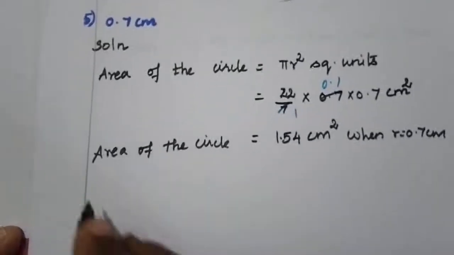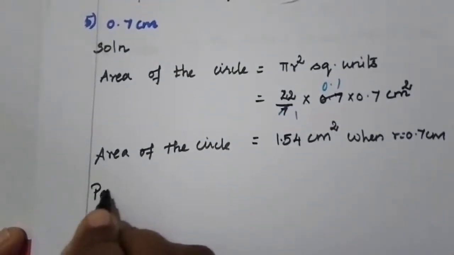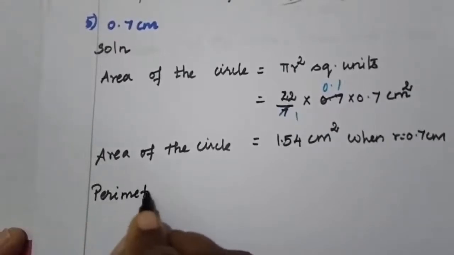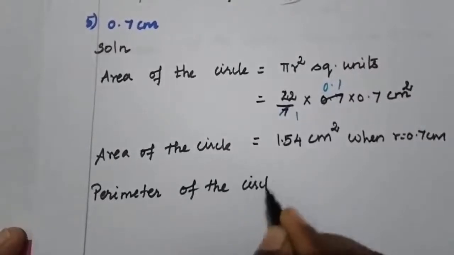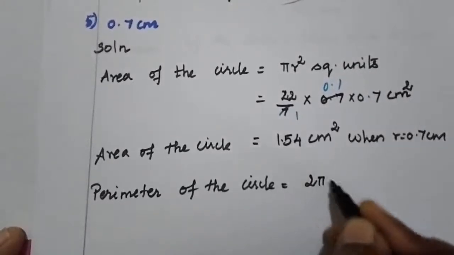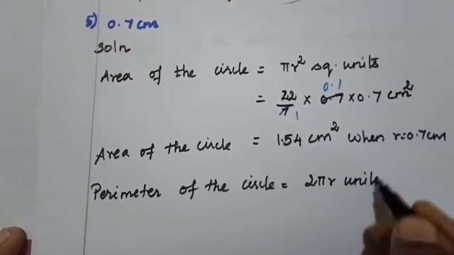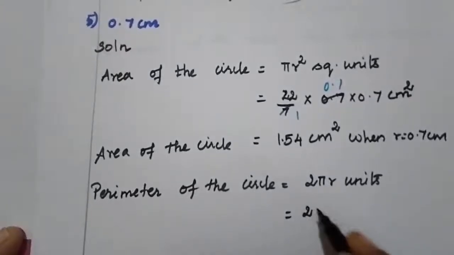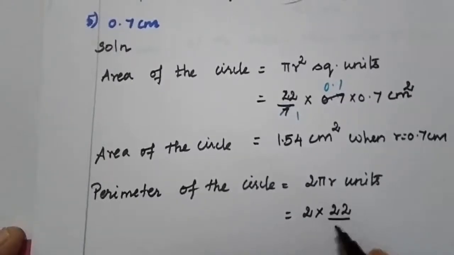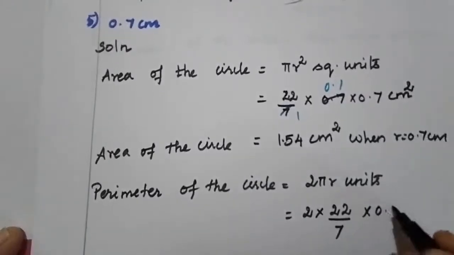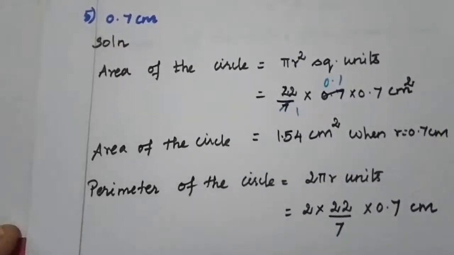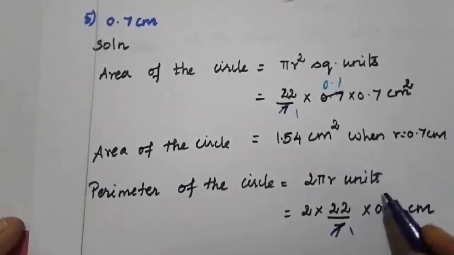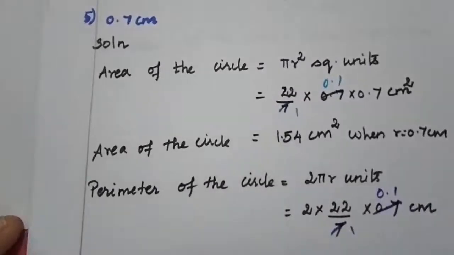And they ask you to find the perimeter of the circle also, right? So what's the formula to find the perimeter of the circle? Yes, perimeter of the circle is equal to 2 pi r units, which is equal to 2 into the value of pi is 22 by 7 into the value of r given in the question is 0.7 and the unit is centimeter. Now you can cancel these numbers. 1 7 is 7 and 0.1 7 is 7.